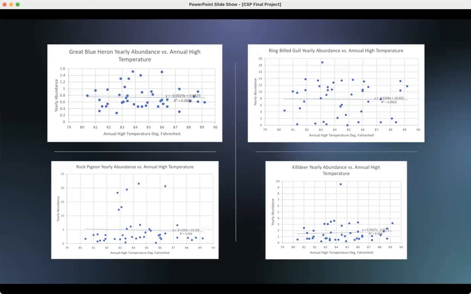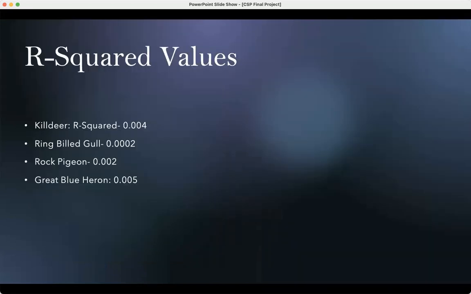It was found that 3 out of the 4 bird populations were decreasing over time. Unfortunately, there is a reason why this data may not be entirely accurate. The reason is because of how low the R-squared values are. The R-squared value represents how much of the dependent variable can be explained by changing the independent variable. In this case, we can see that the R-squared values are incredibly low.